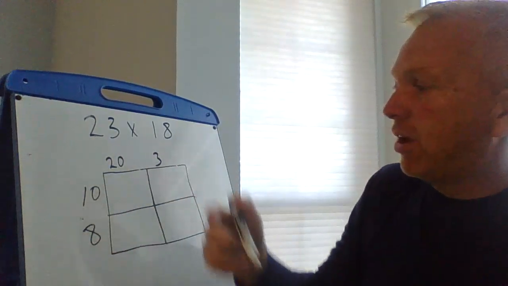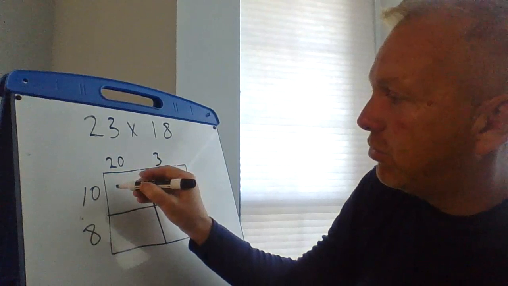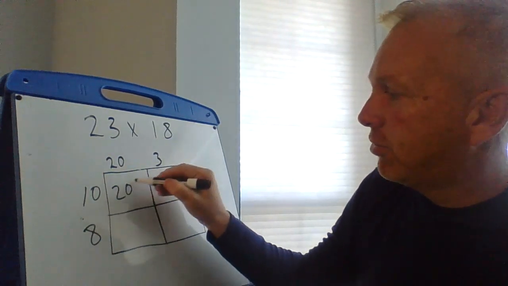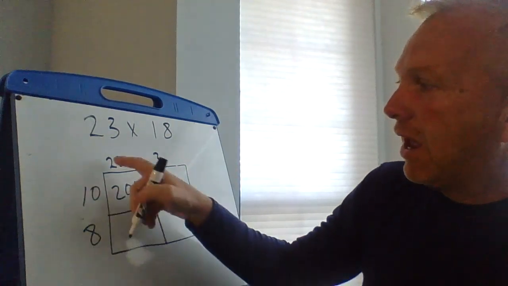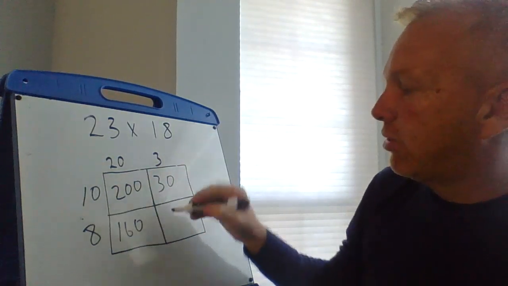All right, so now I'm going to do that easy math that we talked about last week. I'm going to say 1 times 2 is 2, and because of the place value holders, add my 2 zeros. 1 times 3 is 3, add my placeholder. 8 times 2 is 16, add the placeholder. 8 times 3 is 24.